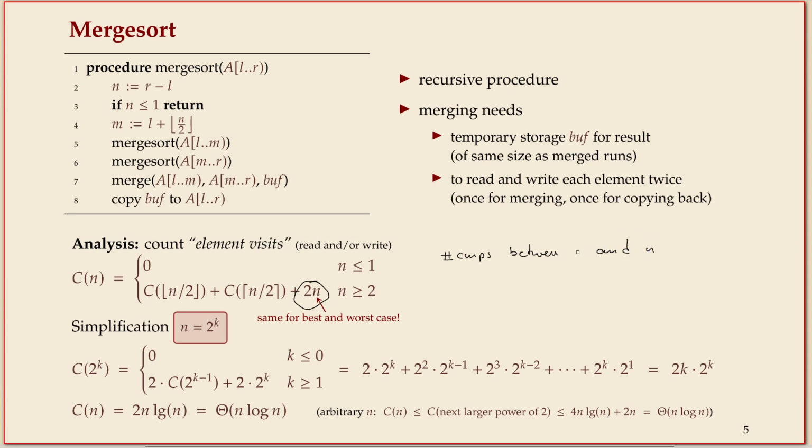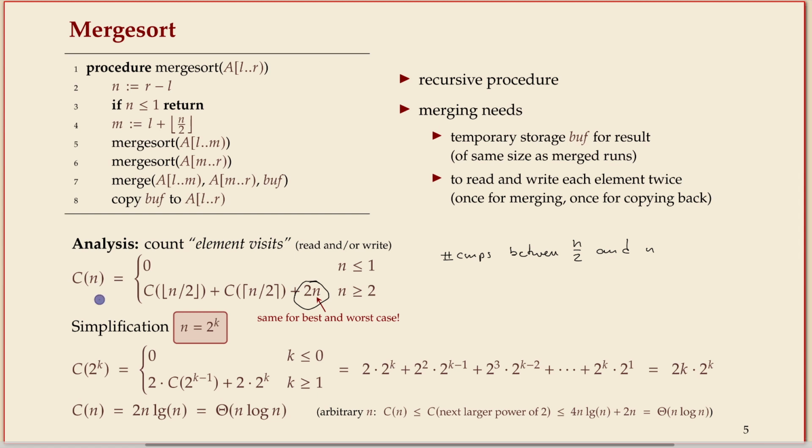Sorry, between n half and n. I guess at least our merge procedure would check, is the first run's first element smaller? Yes, yes, yes. If the first run always wins, you exhaust the first run entirely. That needs roughly n half comparisons, the length of the smaller run. And the second run doesn't need any comparison, it's just copied over. So the upper bound is n. But the math is a bit nicer if you do the element visits.